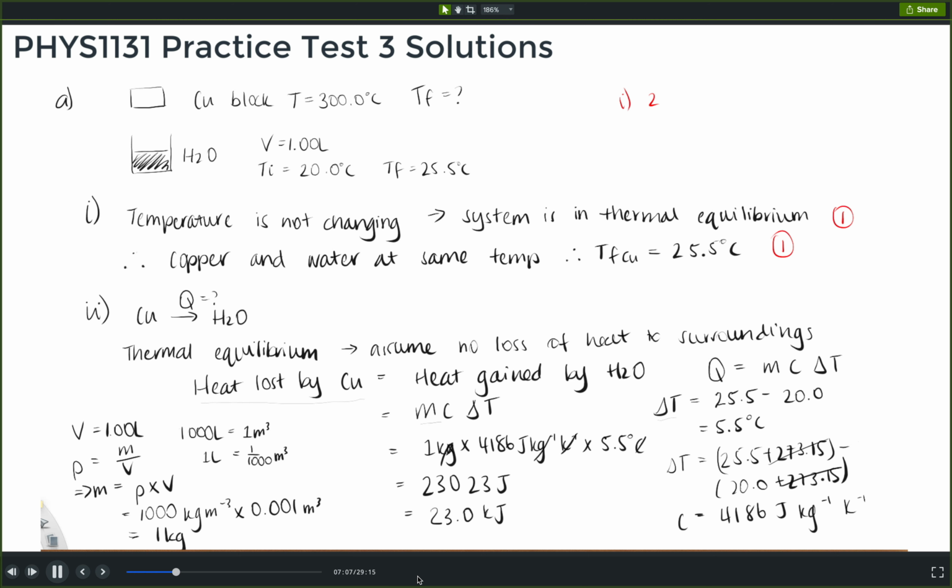For this question, if you were to correctly identify that the heat lost by the copper is the heat gained by the water, you would get 2 marks for that. And then if you subbed everything in correctly and got the correct value, you would also get 2 marks for that. Therefore, part II is worth 4 marks.